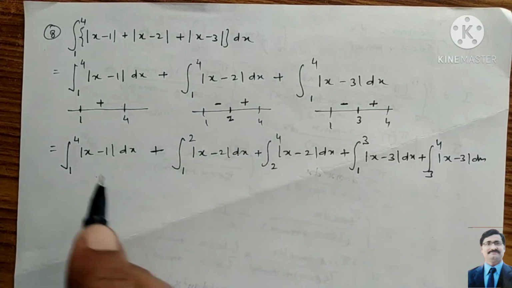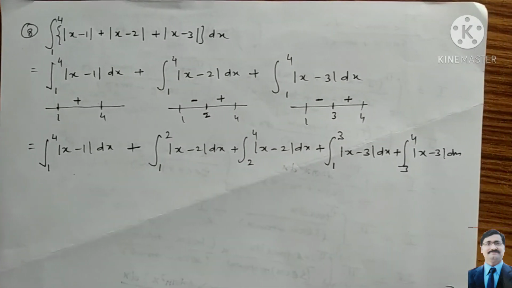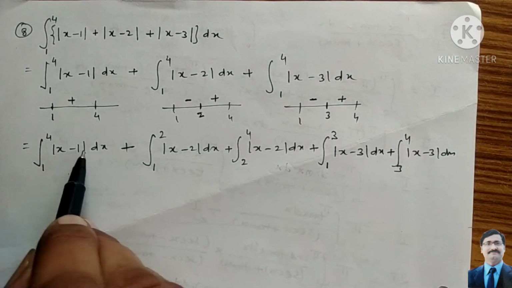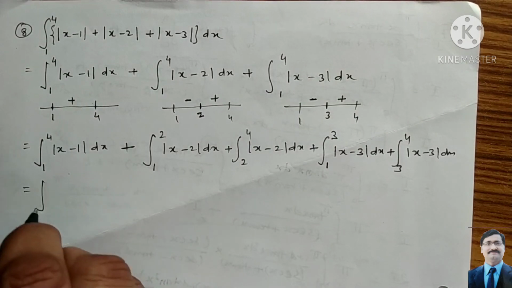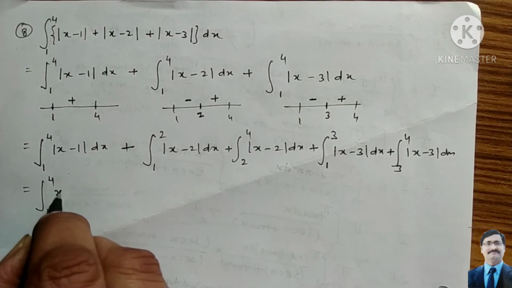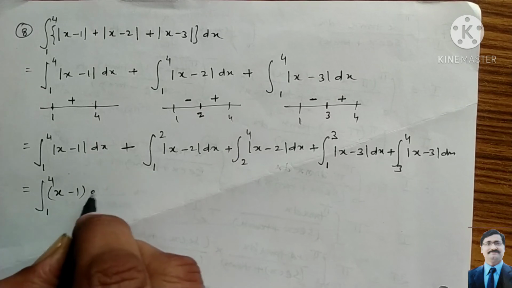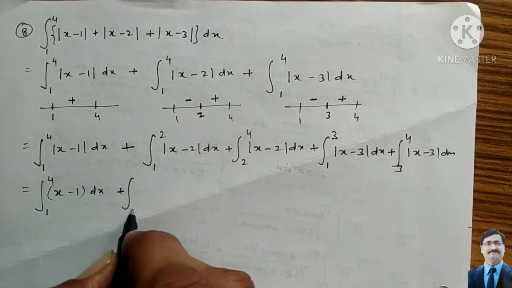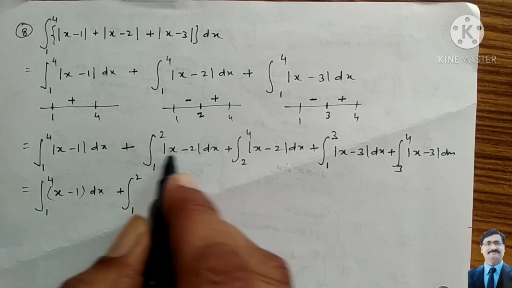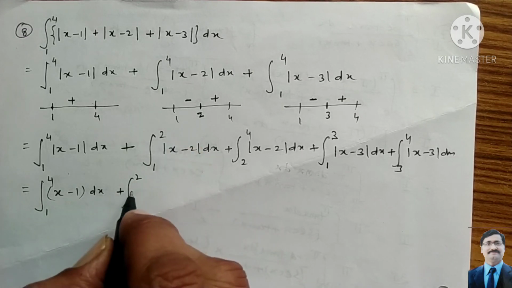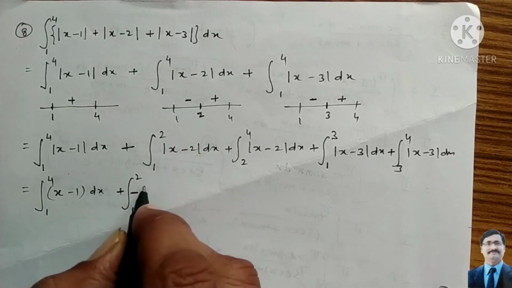Look here, in this interval this is positive, so without the modulus we can write directly (x minus 1) dx. And here, from 1 to 2, this is negative. In this interval it is negative, so we have to make it positive.